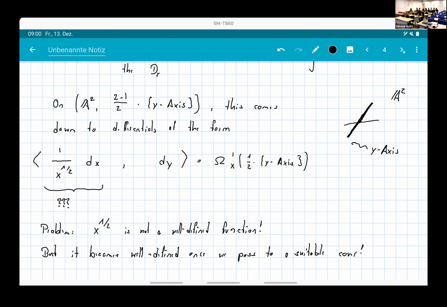Could I ask a question? Sure, that's why I'm here. So yes, could we consider also the Riemann stack? So for instance, for the example A2 together with this y-axis, can you consider it as a quotient stack of A2 by a Z mod 2?